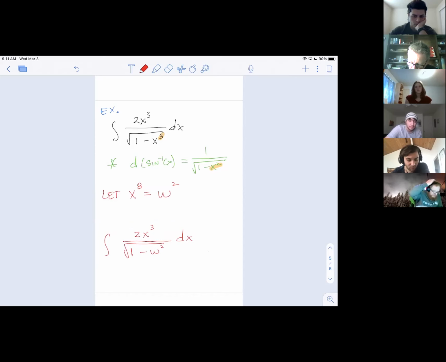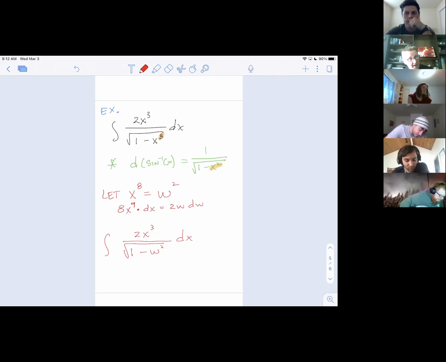So the derivative of x to the 8th would be 8x to the 7th times dx, and the derivative of w squared would be 2 times w dw. So couldn't we move the 2x to the 3rd to a separate equation? That way you just have 1 over the square root of 1 minus w squared. You can't pull it out because it's not a constant. You can pull the 2 out, but you can't pull the x cubed out. Okay.